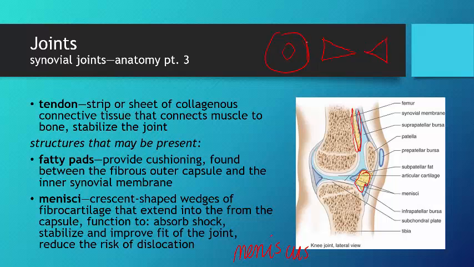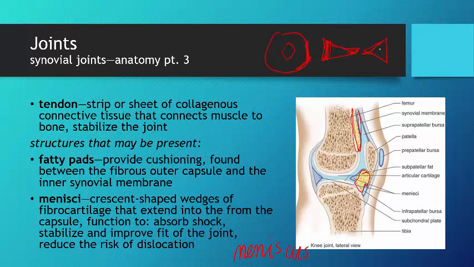This is the outermost region of the meniscus, so that's here where it's thickest, and it tapers to a really thin little layer right in close at the center part of the joint. And so these menisci help to absorb shock. They can stabilize the joint and improve the fit of the joint. Again, as the bones rotate or move against each other, the meniscus is there and helps to hold everything in place, helps to reduce any risk of dislocation.